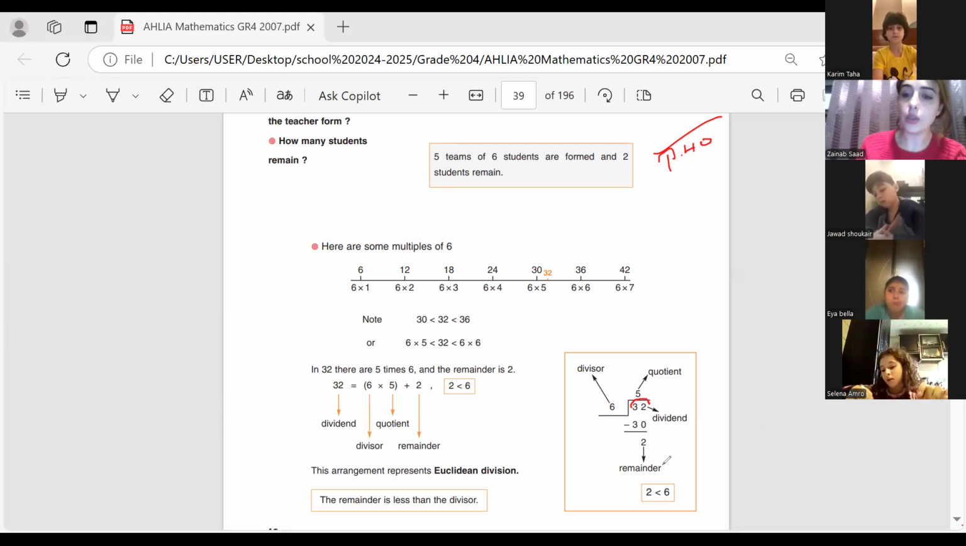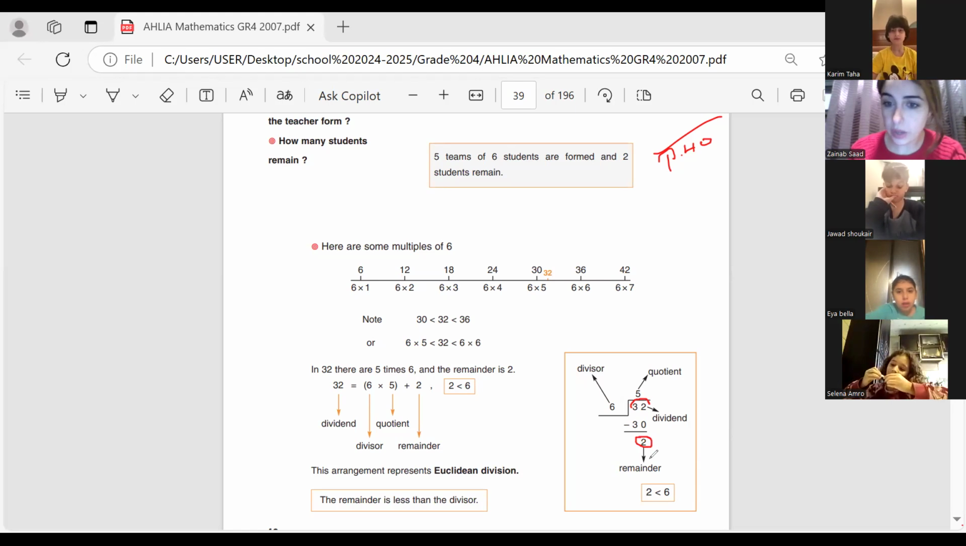Do we continue or we stop the division? We stop the division, since 2 is less than 6. This 2, we call it what? Remainder. This 5, which is the answer, we call it quotient. This is the divisor, and this is the dividend.